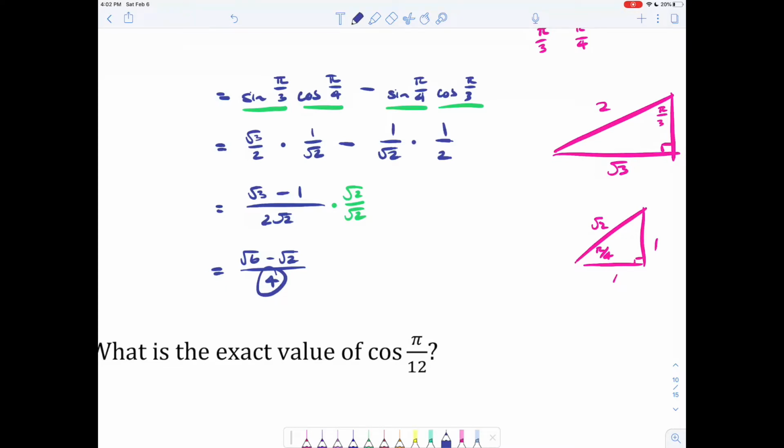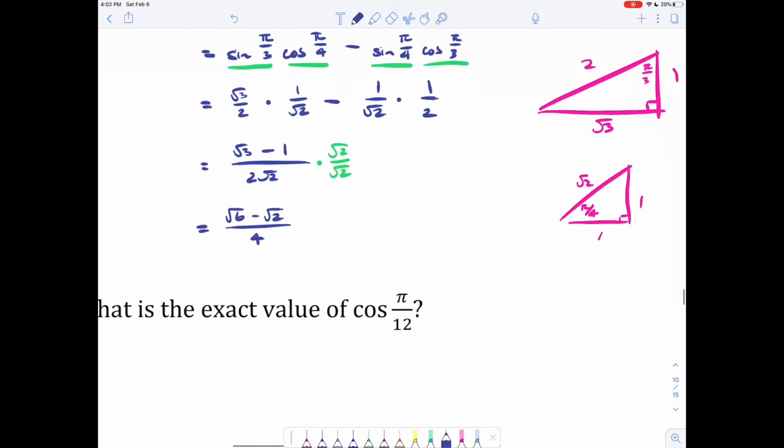So it's pretty neat. See if you can get the exact value of the cosine of pi over 12 right over here. What would you have to do in order to actually get that value? Give it a try, give it a go, give it a shot, give it a stab, give it a whirl.